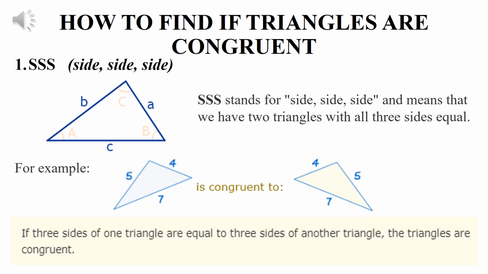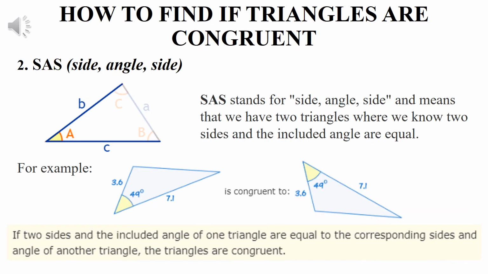1. SSS, side, side, side. SSS stands for side, side, side, and means that we have two triangles with all three sides equal. For example, 5, 4, 7 is congruent to 4, 5, 7. If three sides of one triangle are equal to three sides of another triangle, the triangles are congruent.